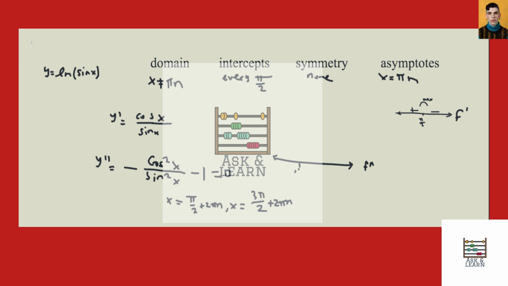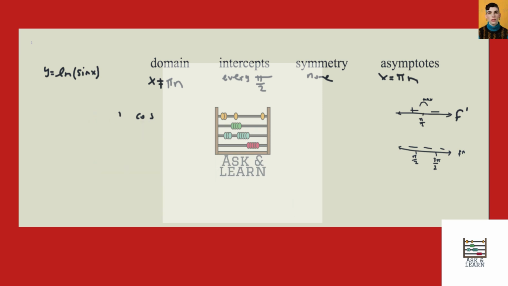So this is pi over 2. This is 3 pi over 2. It's always going to be concave down. Always down. Okay. So let's graph now.